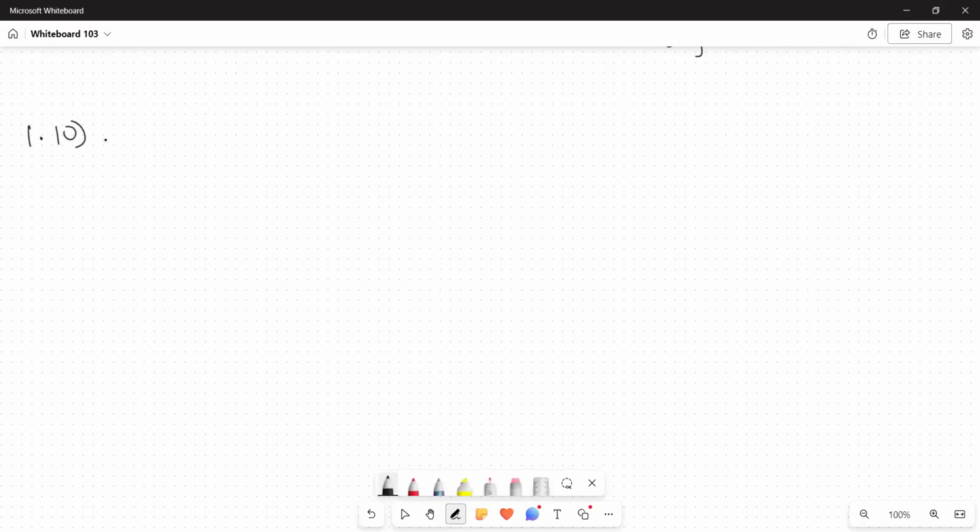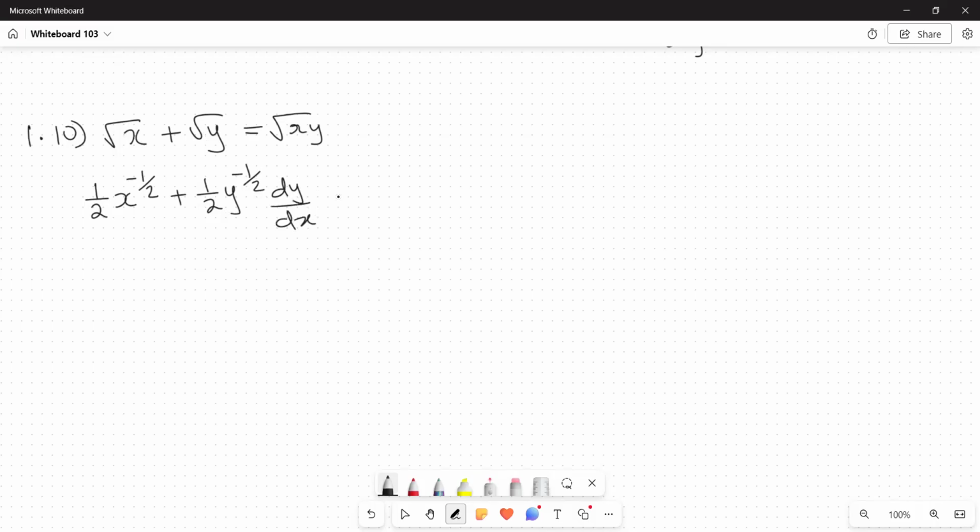Okay, 1.10: the square root of x plus the square root of y is equal to the square root of xy. Remember, square root means the exponent is a half. So when we differentiate, we proceed as we normally do. The derivative here will be half x to the power of minus a half. The derivative here, we have half y to the power of minus half, and then we multiply by dy/dx.